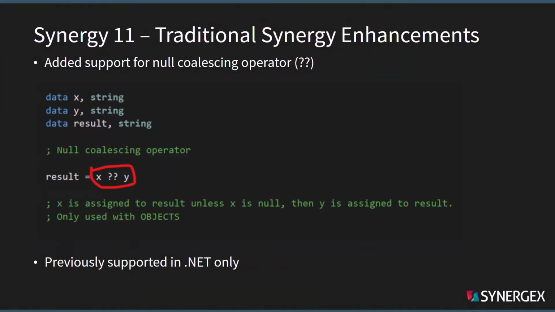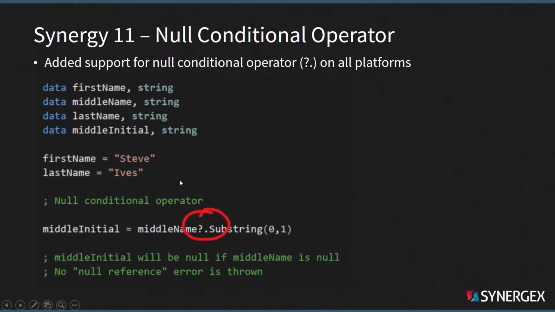There's also a new operator being added in traditional Synergy. Again, this one's been in .NET for a little while now. This is the null coalescing operator. In this example, result will be assigned the value of x unless x is null, in which case the value of y will be assigned. So it's a way of guarding against null references and providing an alternate value if a null reference is present. And again, it's been there in .NET for a while. It's now supported in traditional Synergy as well.